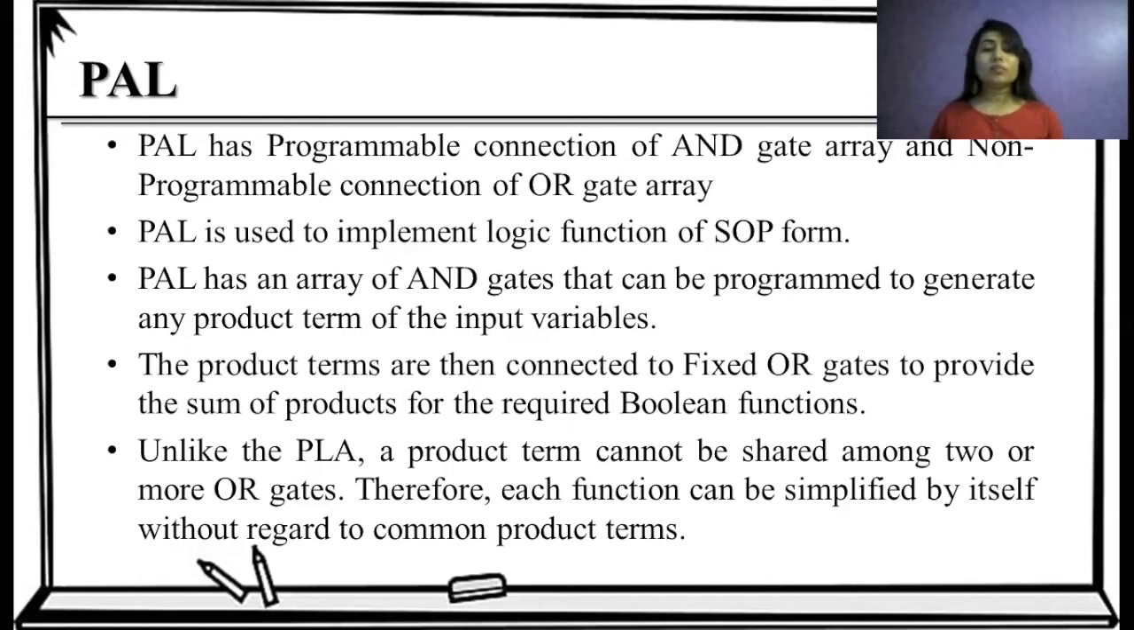So in PLA we can share common terms for function implementation, but in this PAL we can't share product terms with multiple functions or OR gates to implement the logical functions. Therefore, each function can be simplified by itself without regard to the common product terms. So here we can't do the common product term calculations as we do in the programmable logic array.